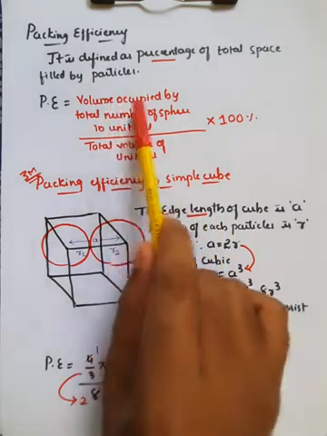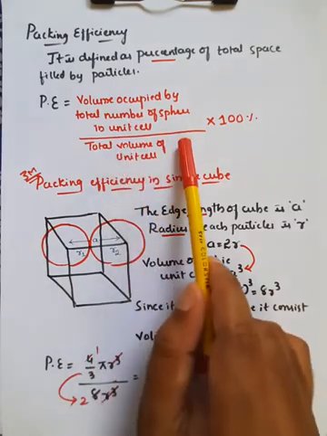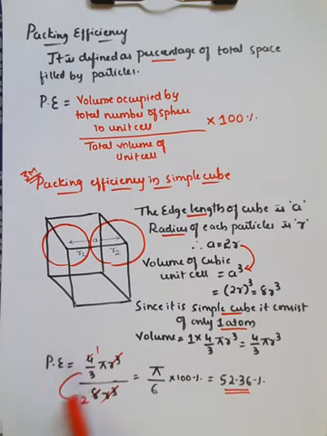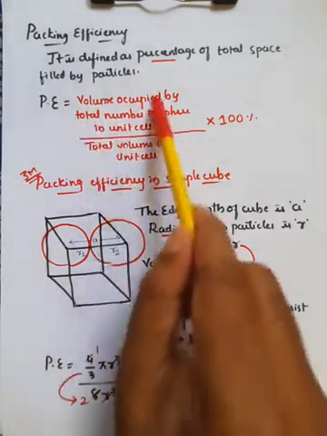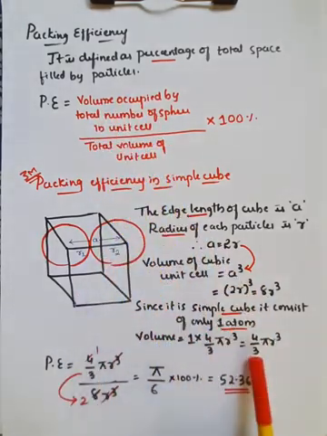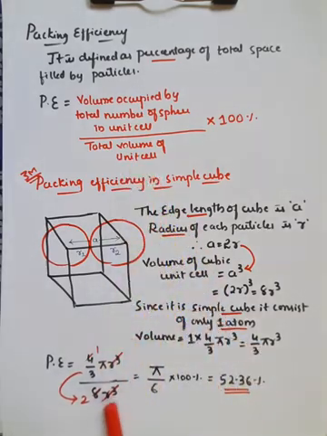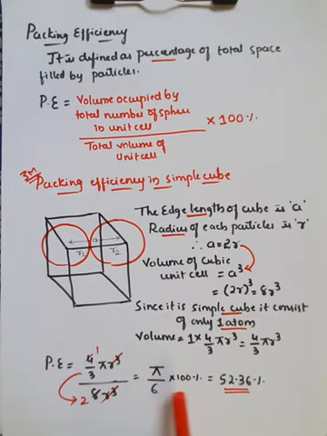Here we got both the values: the volume occupied by the total number of spheres in the unit cell, and the total volume of the unit cell. Packing efficiency is equal to the volume occupied by the spheres in the unit cell, which we recognized as 4 by 3 pi r cube, in the numerator, and the total volume of the unit cell, which is taken as 8r cube. Here I can cancel 4 and 2s, and the 3 goes to the denominator, so r cube also cancels, and it becomes pi by 6 into 100%. When you multiply by 100% and substitute the value of pi as 22 by 7, the overall value will be 52.36%.